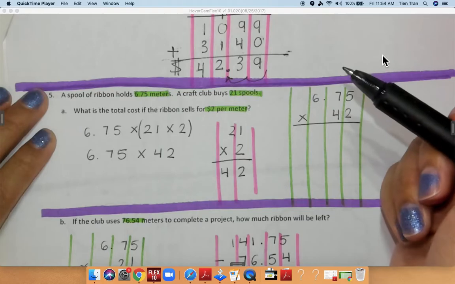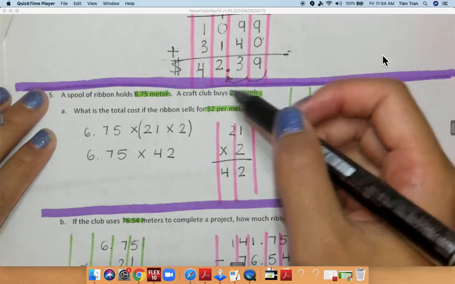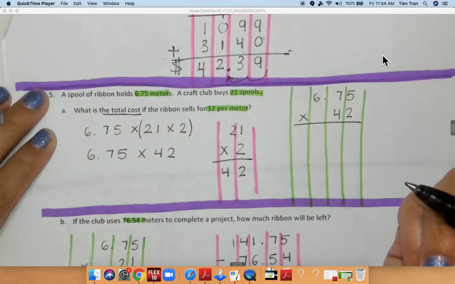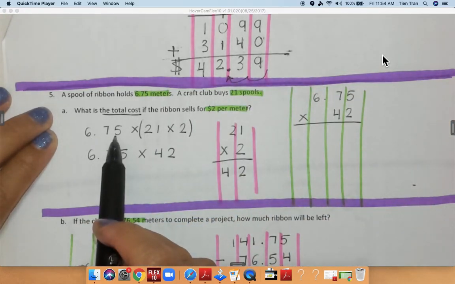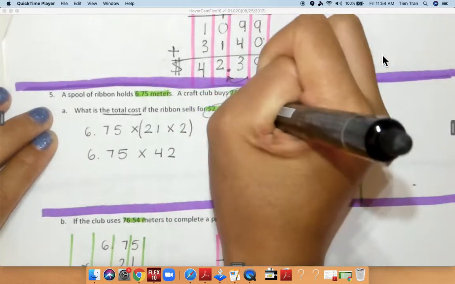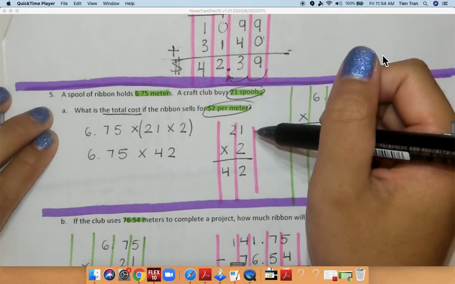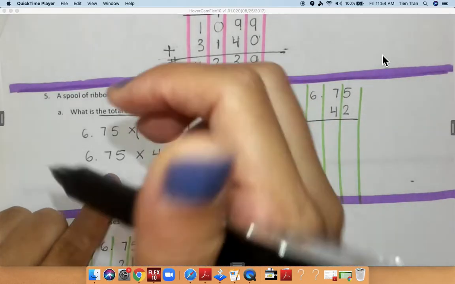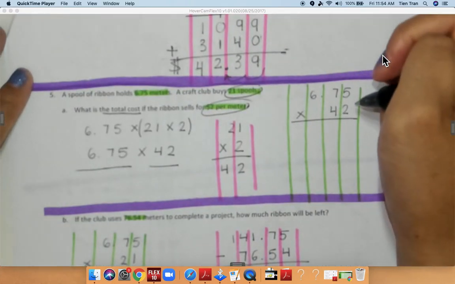A spool of ribbon holds 6.75 meters. A craft club buys 21 spools. What is the total cost if the ribbon sells for $2 per meter? So the first thing I know is that the ribbon holds 6.75 meters, right? And I am multiplying 21 times 2 because that's how much it costs. So I'm multiplying those numbers together first. When I multiply 21 times 2, I get 42. So now I have these two numbers. I have 6.75 times 42, and that's what I'm doing right here.